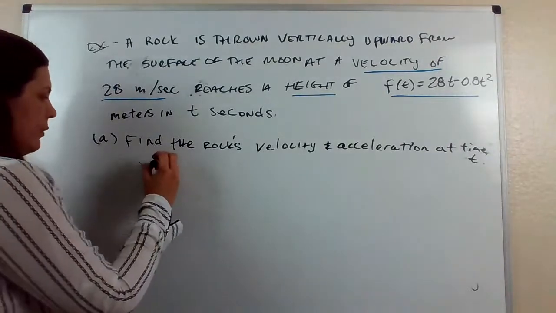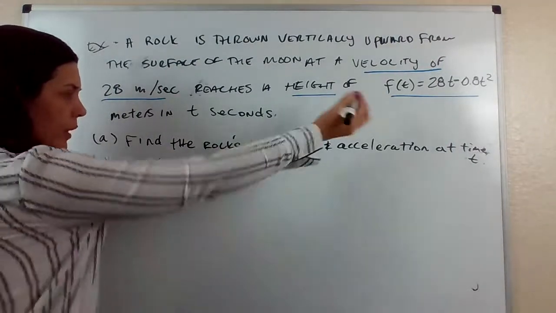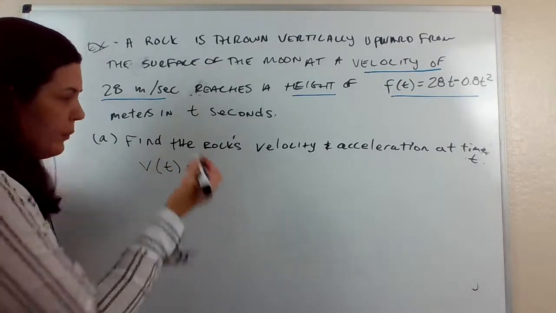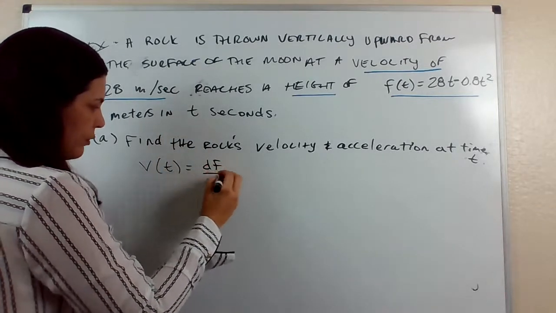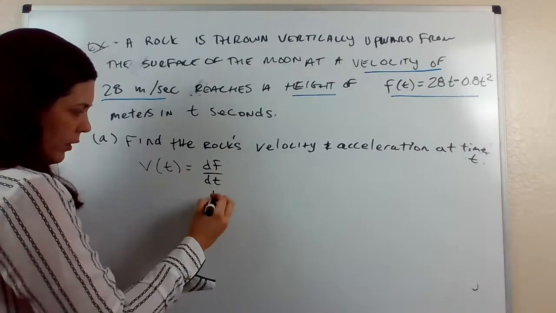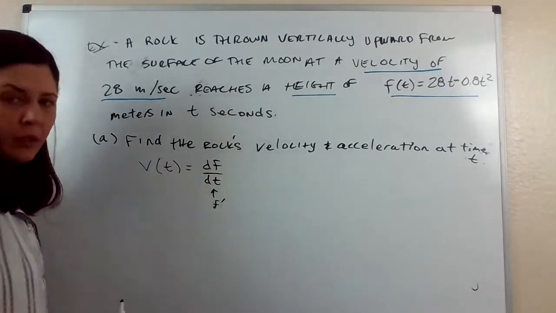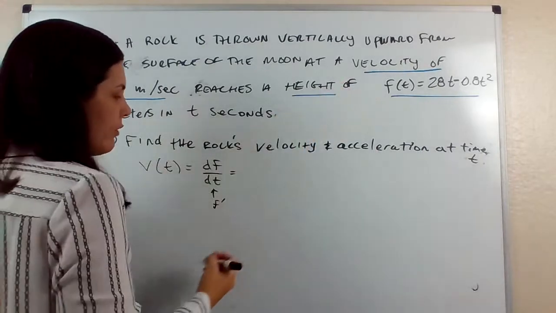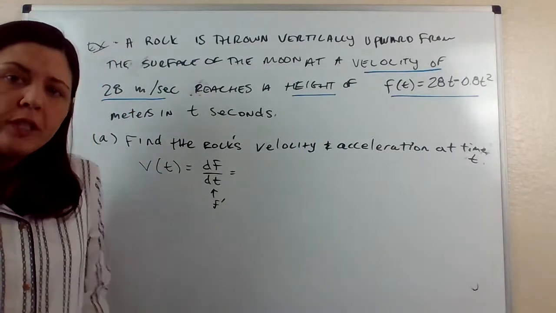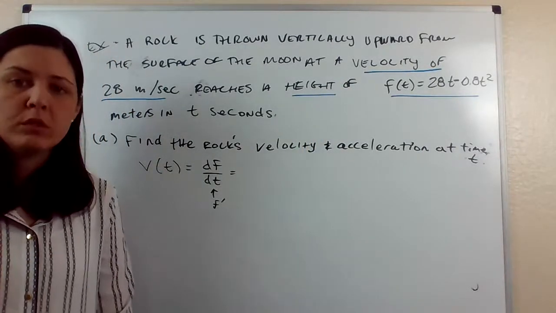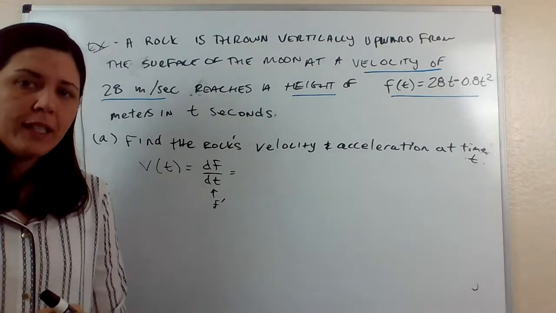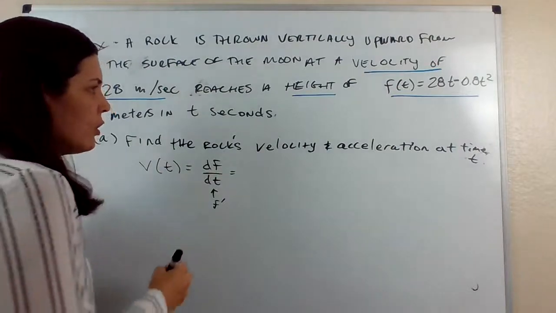So velocity is the derivative, and you can use the prime notation, or you could say derivative of f with respect to t. But feel free to say f prime here. So velocity is the derivative of position. So I'm going to take the derivative there, and I'm going to use the power rule, since we learned it. You can still use the limit definition. You will get there. It's just a little longer. So power rule.